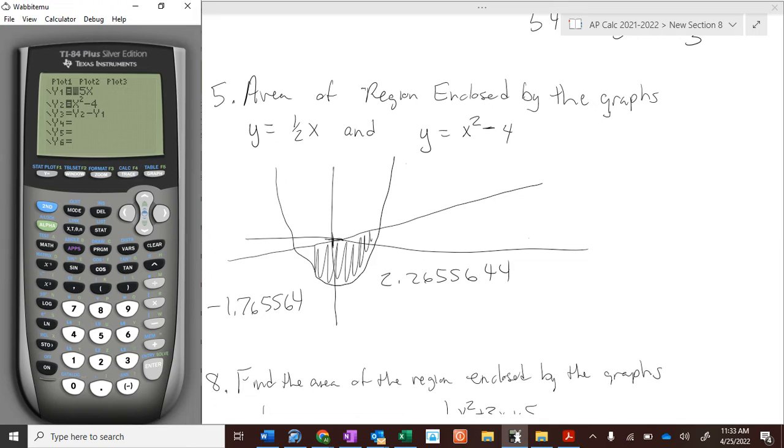So my 1/2 x, I'm going to turn off that one and turn off the second one. And then do I go y2 minus y1 or y1 minus y2? It'd be y1 minus y2. Do you understand why it's y1 minus y2? Because y1's on top.